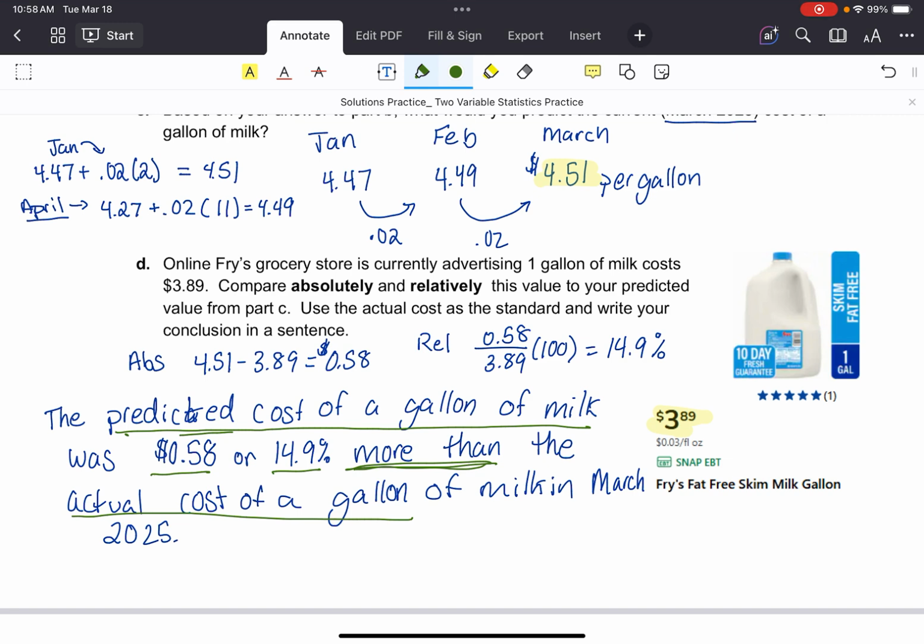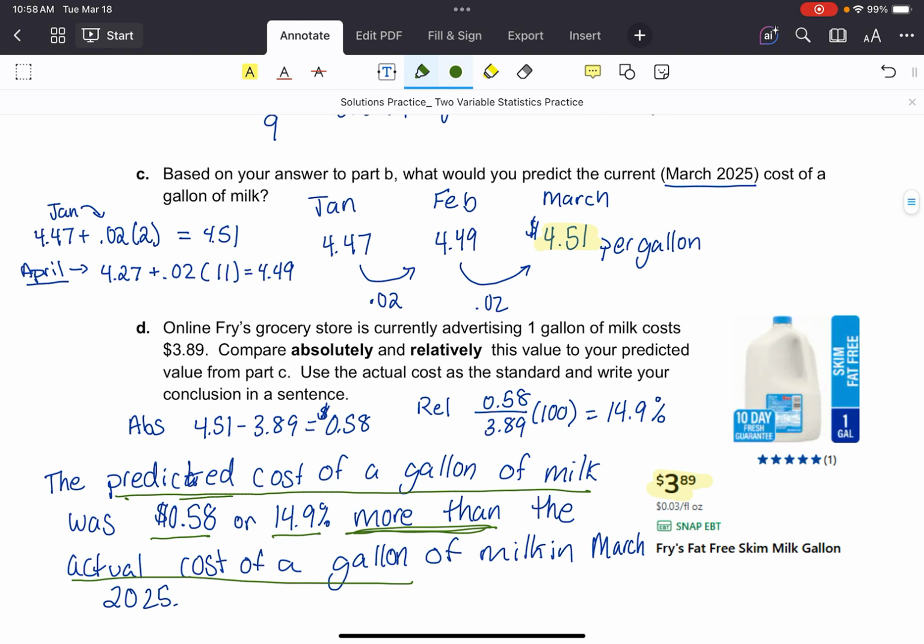Now, obviously on Part D, if you used April as your initial value in Part C, your answers might be slightly different than mine. That doesn't mean they're wrong. If you went through the same process as I did to calculate the absolute and relative change, but you used 449 instead of 451, then your answers should be correct.